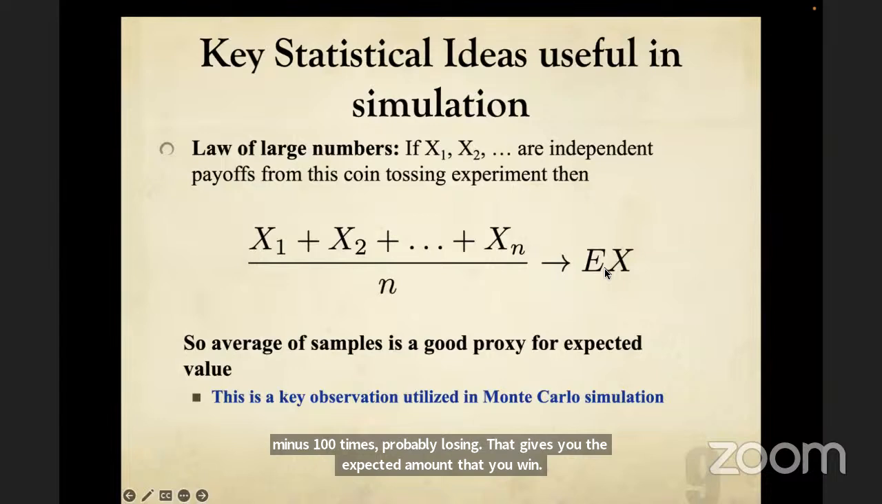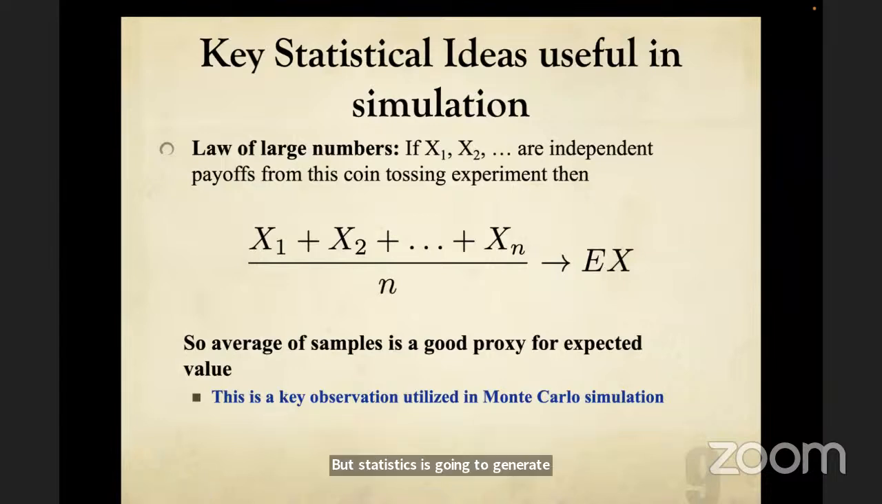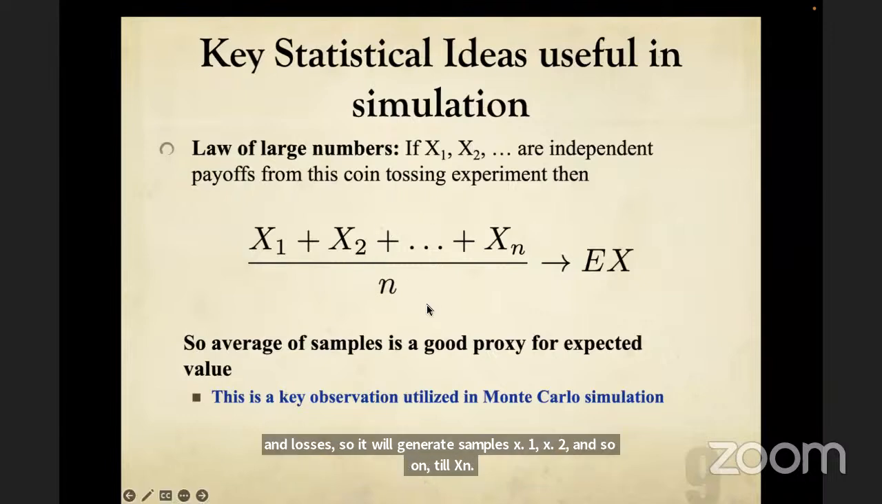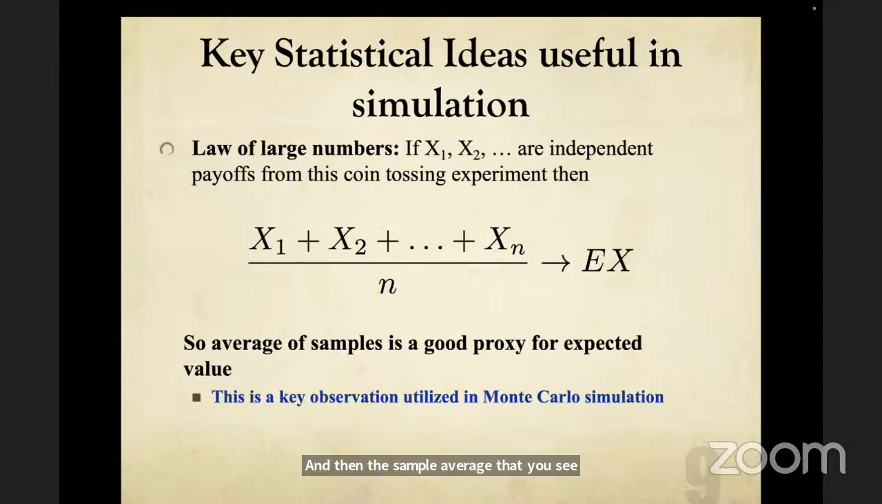But statistics is going to generate samples of winnings and losses. So it will generate samples X1, X2, and so on till Xn. And then this sample average that you see from the statistical data you've generated, the law of large numbers says that the sample average is going to get closer and closer to E of X, the expected value of X, that you computed exactly using mathematics. What that means is, in many practical settings, the right-hand side is difficult to compute through analysis, but the left-hand side is much easier to do. So the left-hand side gives you a very good proxy for E of X. That's the big idea of Monte Carlo methods.